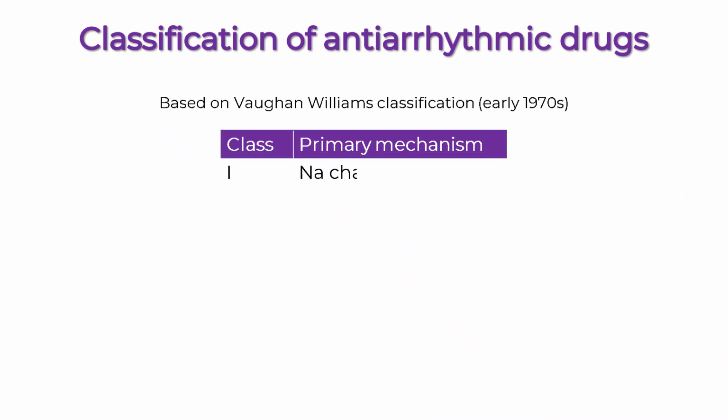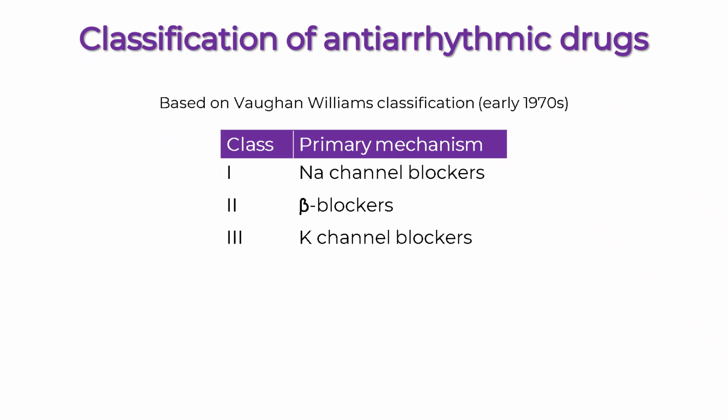Class 1 drugs block sodium channels. Class 2 are beta blockers. Class 3 primarily block potassium channels. And Class 4 are calcium channel blockers.